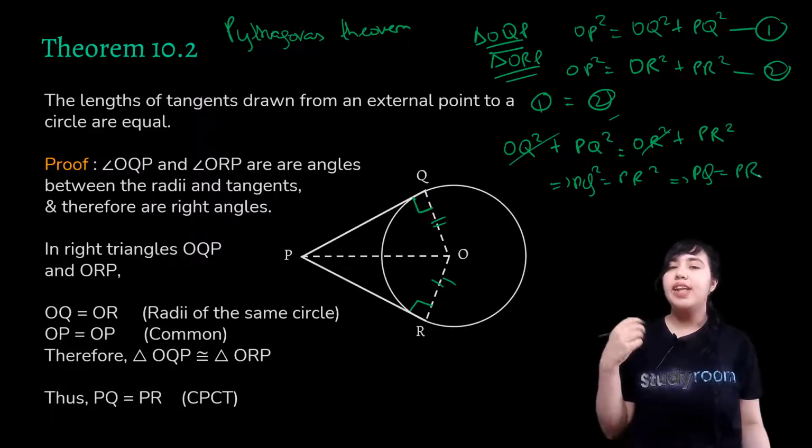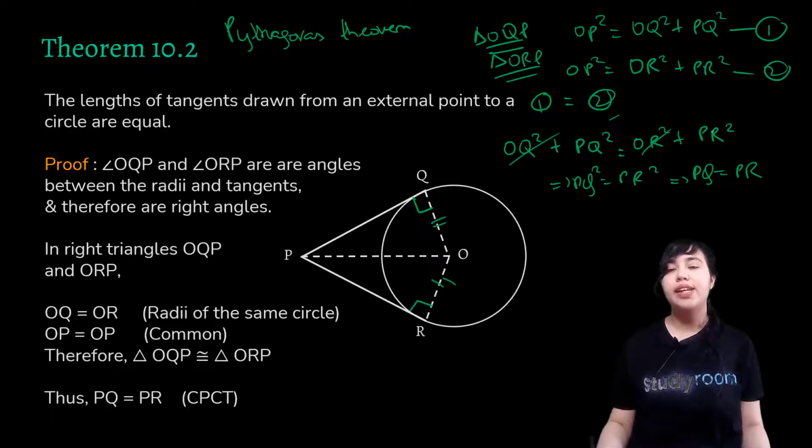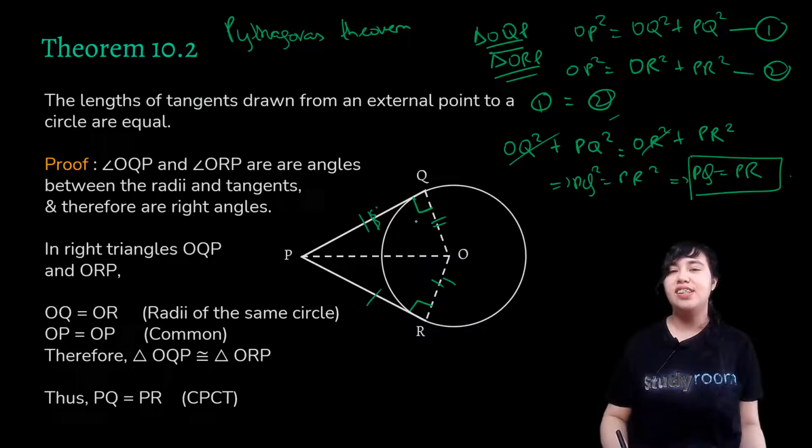We won't be taking the negative root because distances can never be negative. In fact, it is a scalar quantity. So PQ and PR are equal, and that's exactly what we wanted to prove, that the lengths of tangents drawn from an external point to a circle are equal.